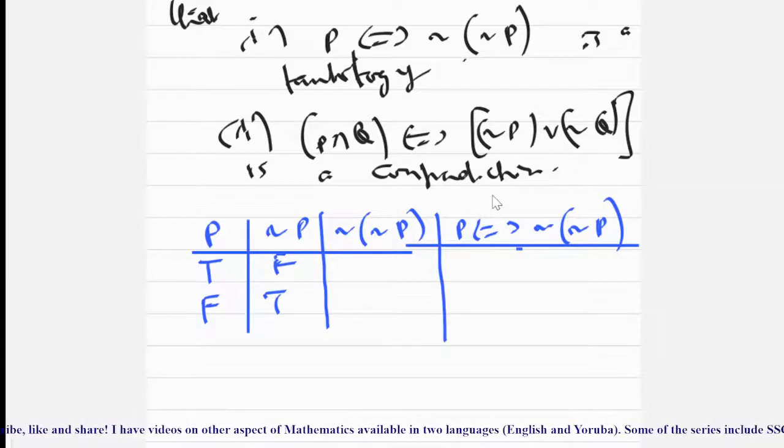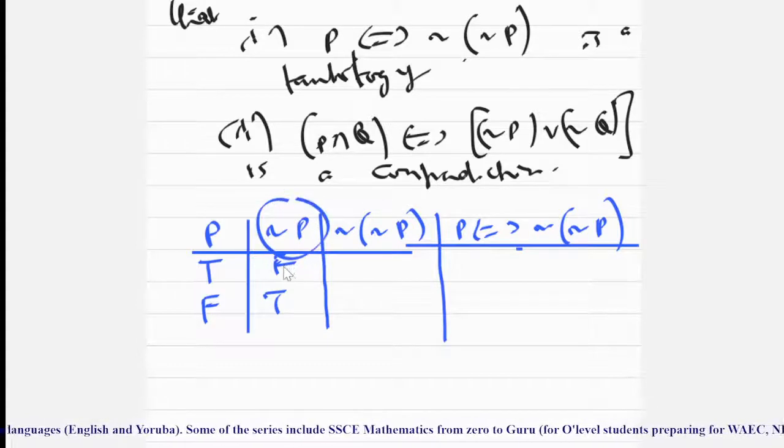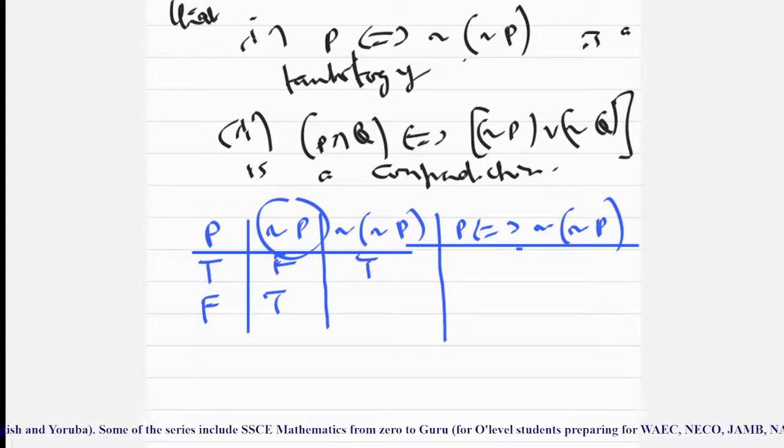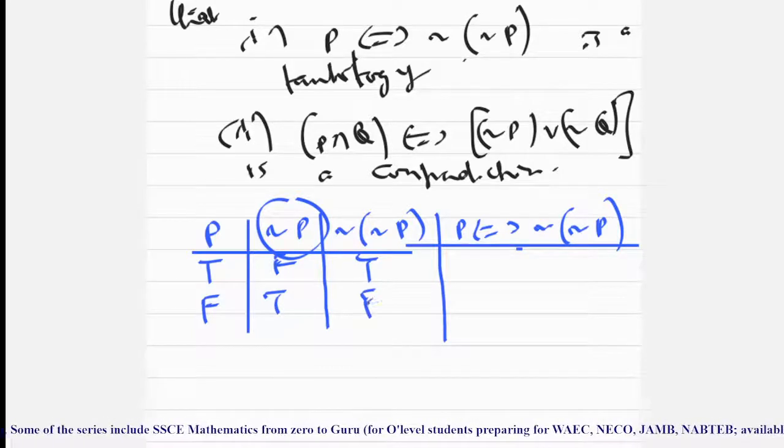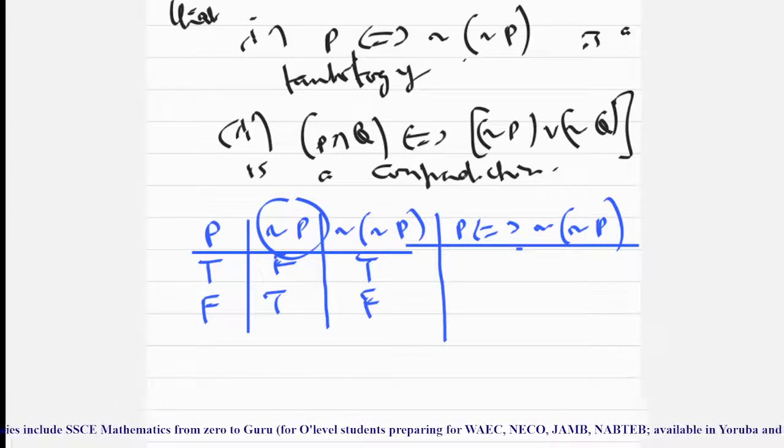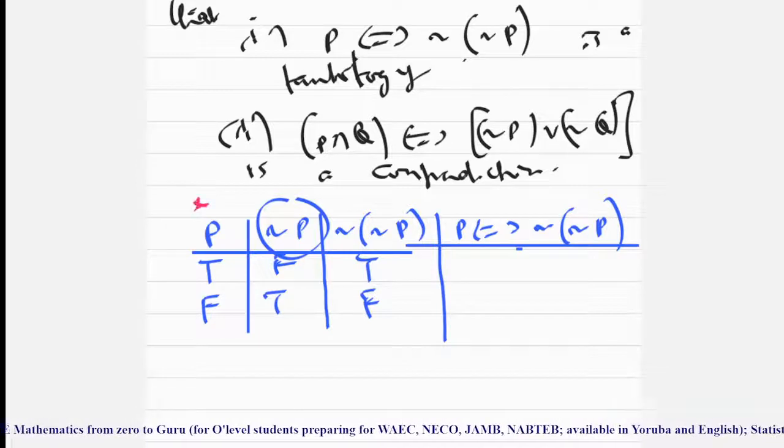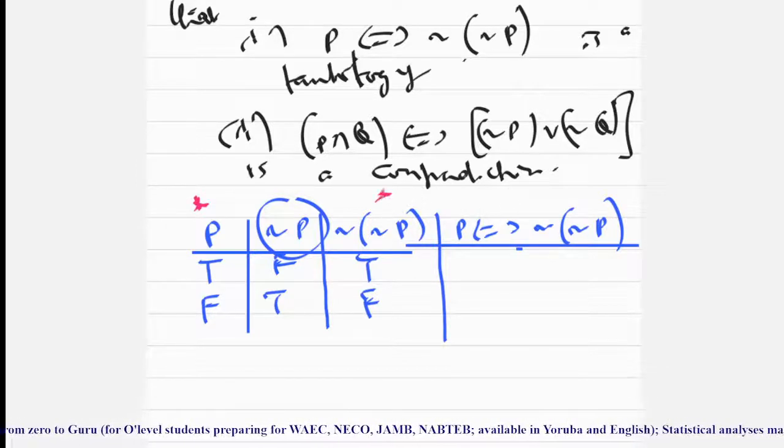I hope you understand now. Actually, I gave you this law that negation of negation of something is that thing. So this is negation of P. What is negation of F? That is true. What's negation of T? That is false. Down, the question now asks to find what? P if and only if negation of P.